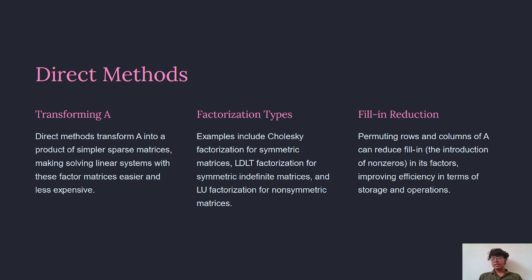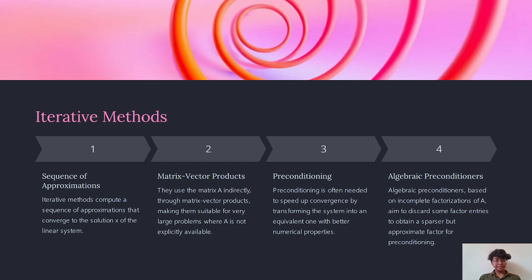Fill-in reduction. So permuting rows and columns of A can reduce fill-in its factors, improving efficiency in terms of storage and the operations. Now let's look into the iterative method. Here we have four steps again.